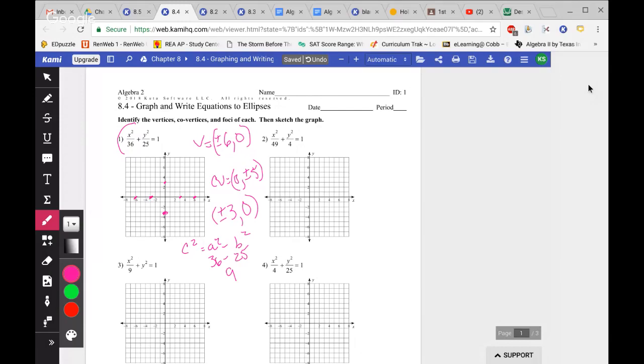So there's my foci. And that's such a beautiful ellipse.